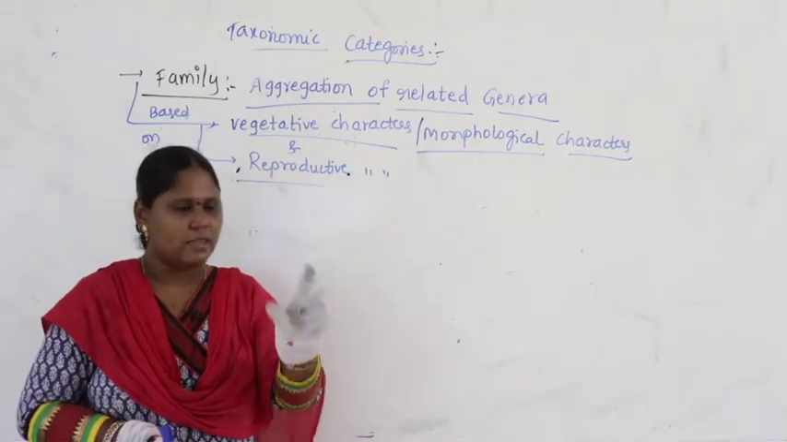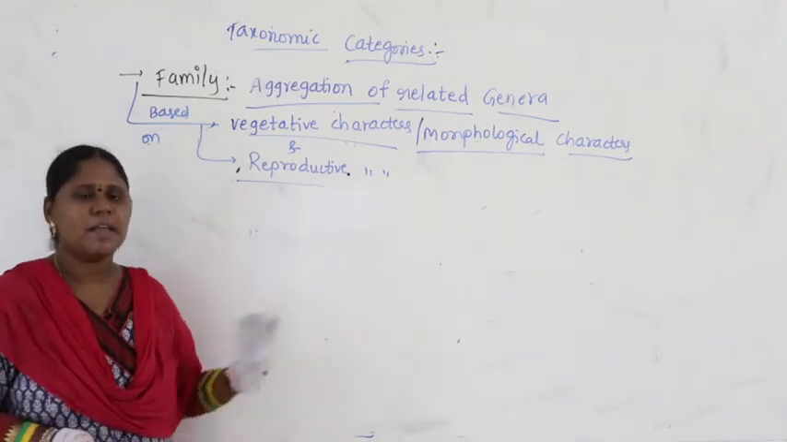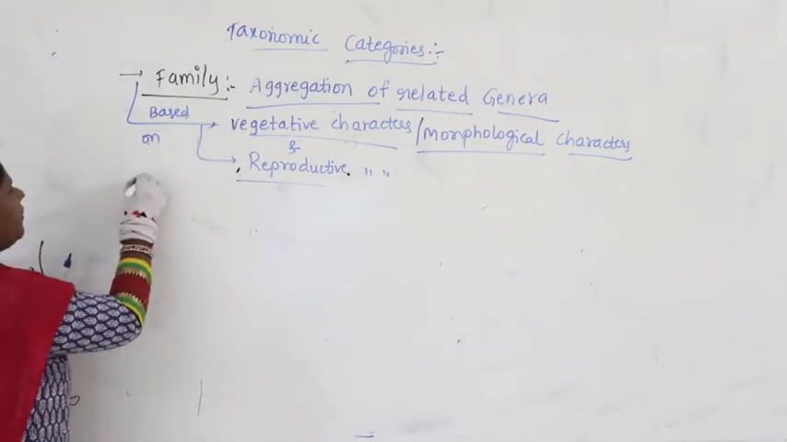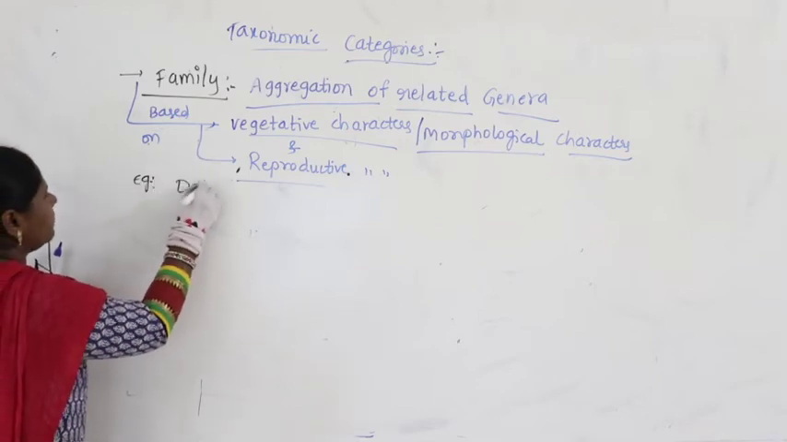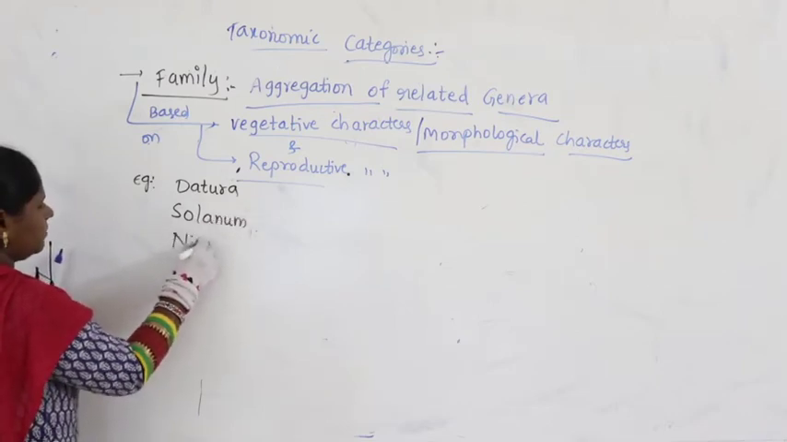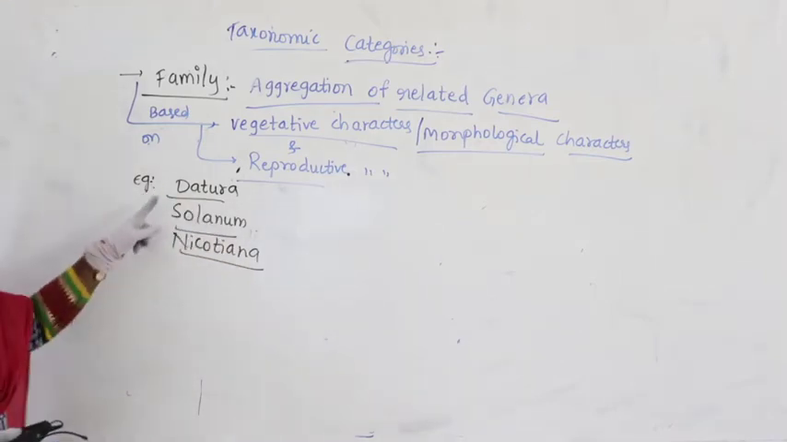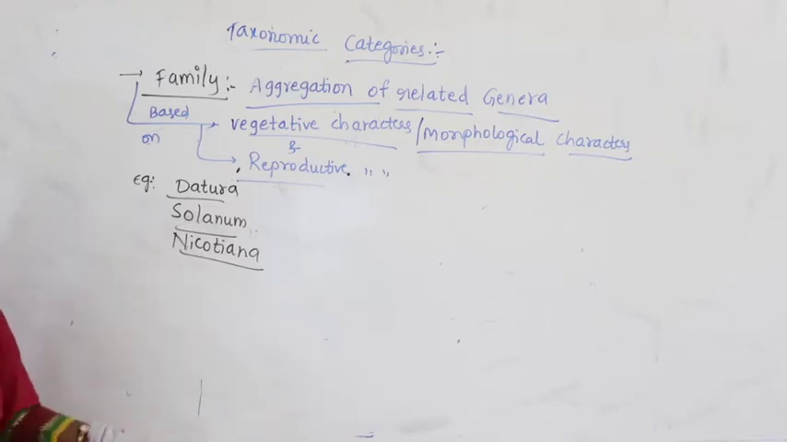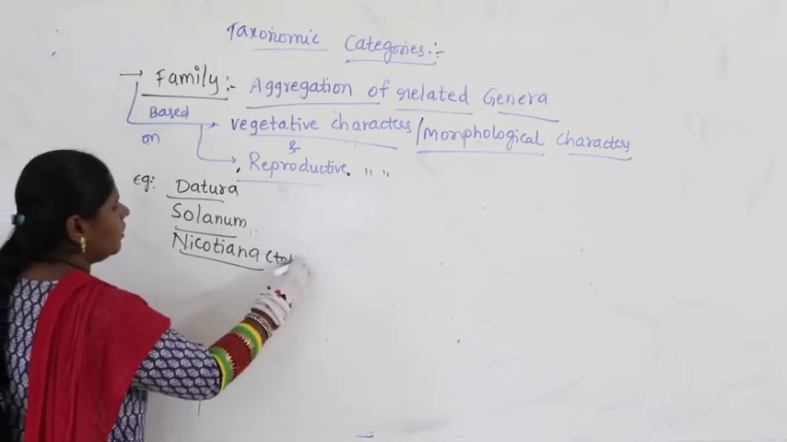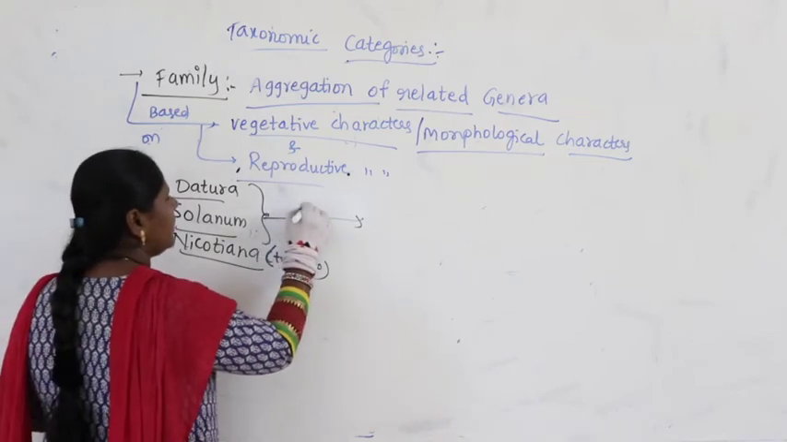One plant is one genus, another plant is another genus, and another is another genus. They are completely different genera, but together they are placed in the same family. For example, let me give you family examples: Datura, Solanum and Nicotiana. You know it very well. Datura, you know Datura, right? Solanum, it may be melongena, it may be tuberosum. Nicotiana, this is tobacco. Now all these three are placed in the same family.